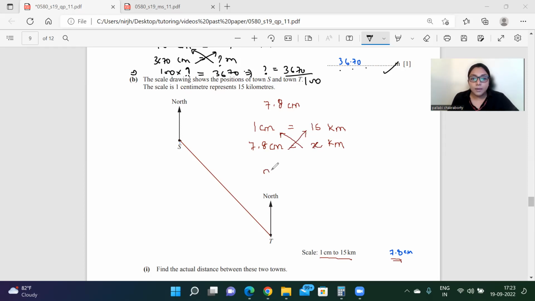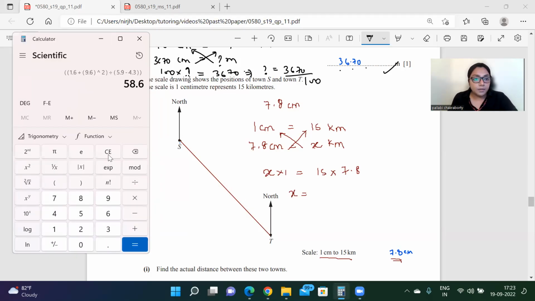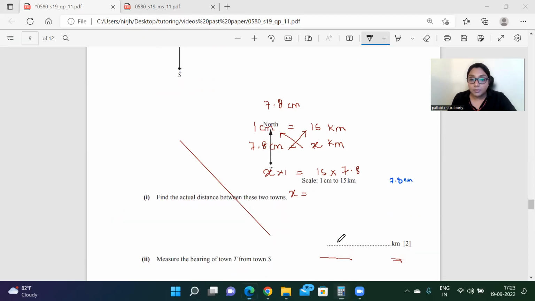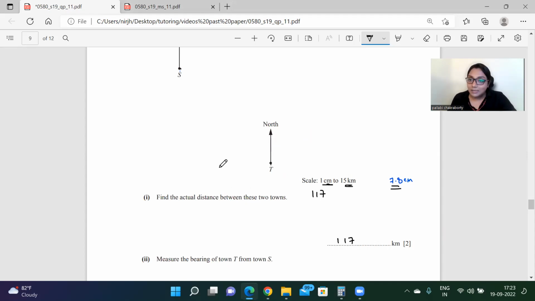That is, x times 1 gives you 15 times 7.8, or your x comes out to be, let's check what it comes out to be. So we are going to put 15 times 7.8, and this comes out to be 117 kilometers. So now we are using the scale, right? So we got x as 117. What is this 117? See, 1 centimeter was 15 kilometers. So 7.8 centimeters will be 117 kilometers. That is where your answer ends.